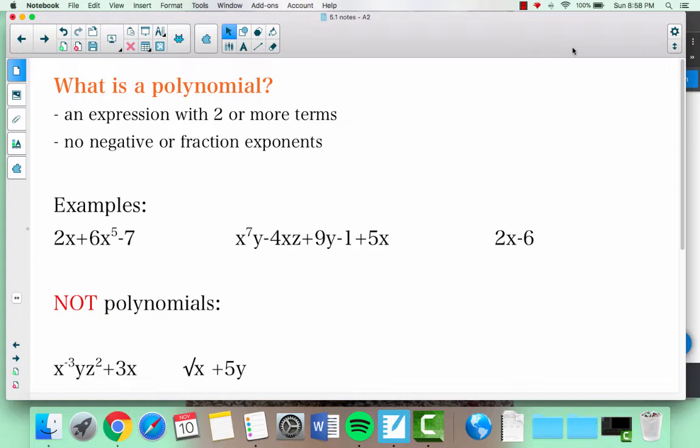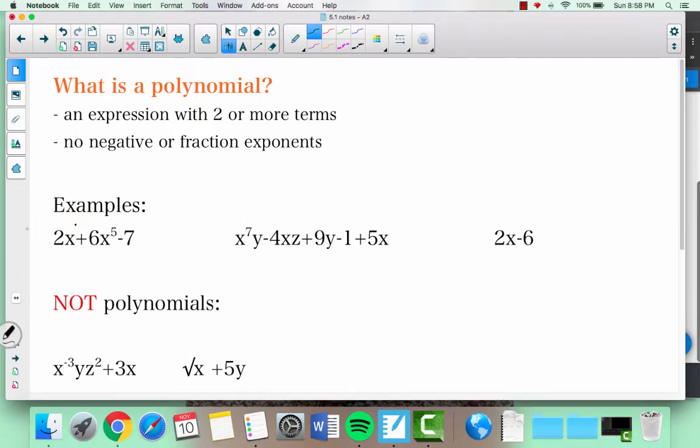We've got 2x plus 6x to the fifth minus 7. Notice that all of those exponents are positive whole numbers. In this middle example, even though we have tons of different variables, they're all positive whole exponents, so this would be a polynomial. And then something simple like 2x minus 6 would also be a polynomial.